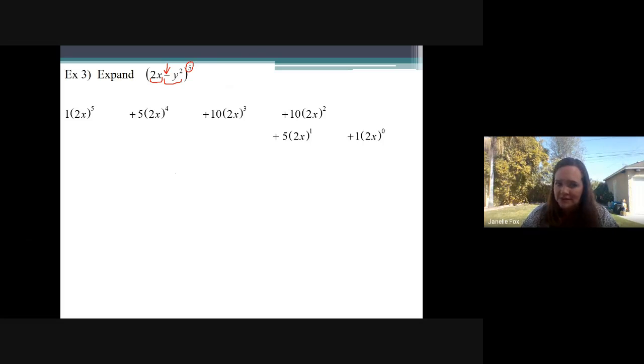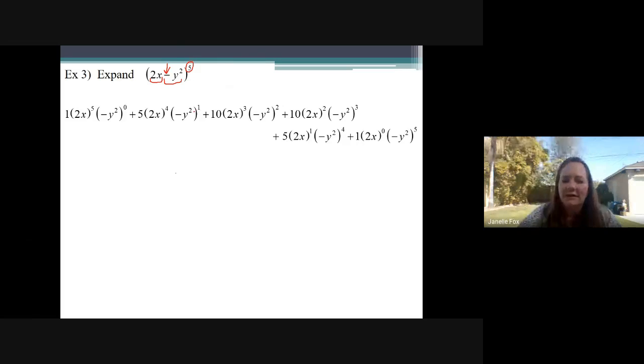Then I'm going to pass by one more time. I'm going to put a negative y squared to the 0, negative y squared to the 1st, negative y squared to the 2nd, negative y squared to the 3rd, negative y squared to the 4th, and negative y squared to the 5th. Okay, I'll just give you a second to catch back up. I was going a little bit quickly. Okay, guys, and now I'm going to clean.